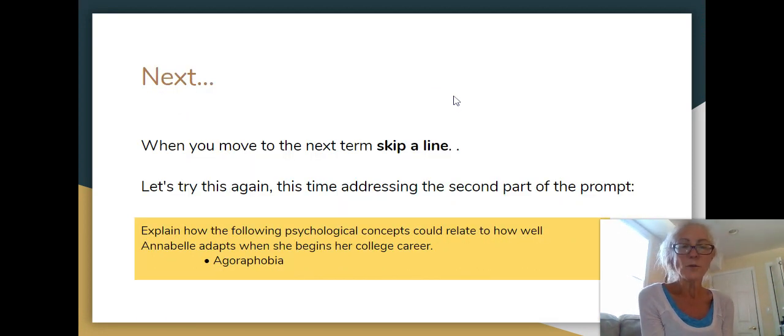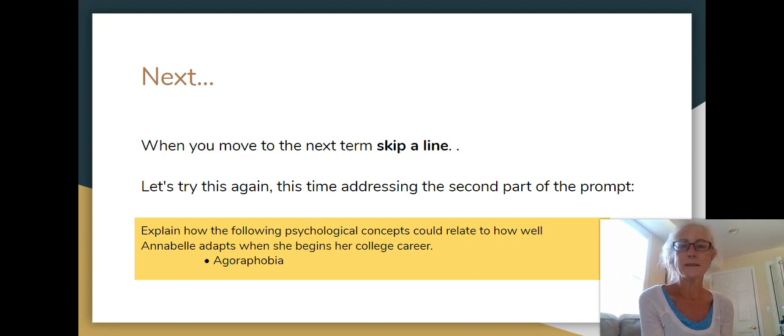Okay, when you're ready to move on to the next term, and we are going to look at one more term for practice, skip a line. And actually, if you're handwriting it, skip lots of lines. You may have an idea that you want to go back and add to certain paragraphs. So if you're typing it, just skip a line. And let's move on to the second part of the prompt.